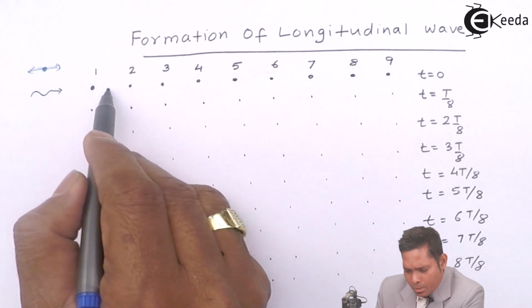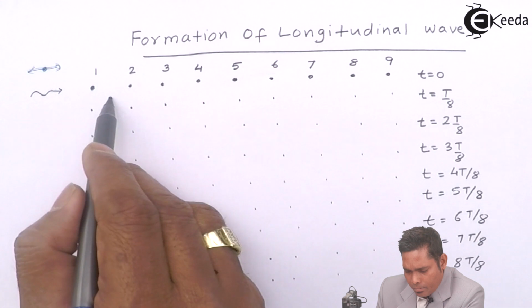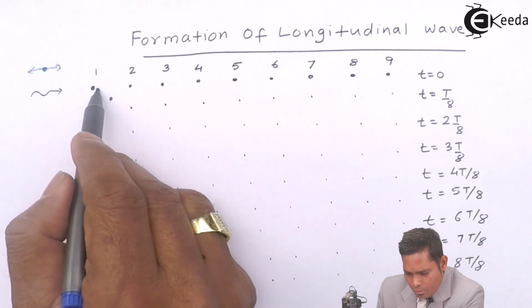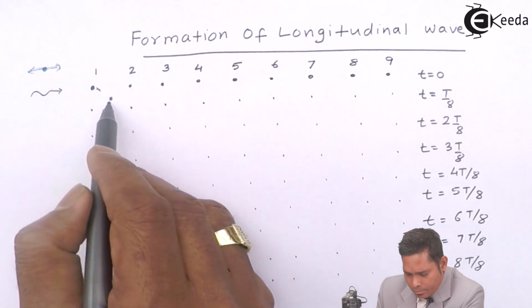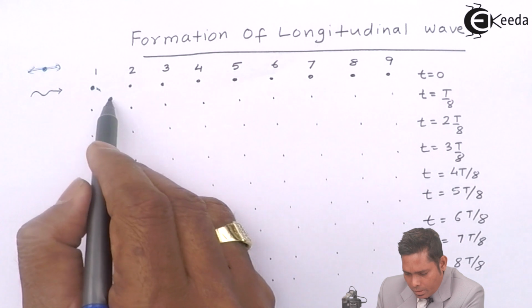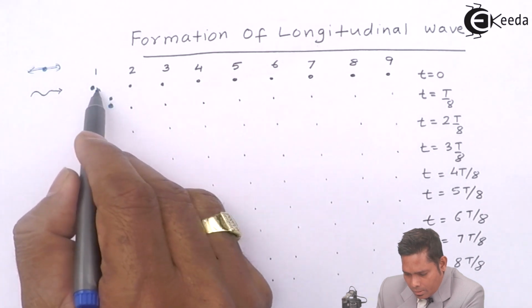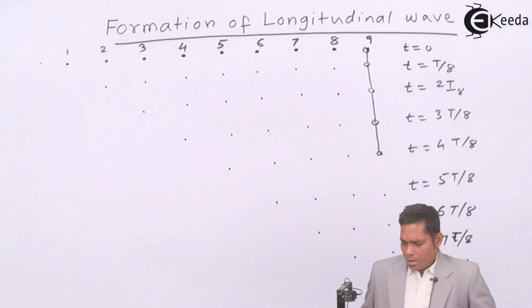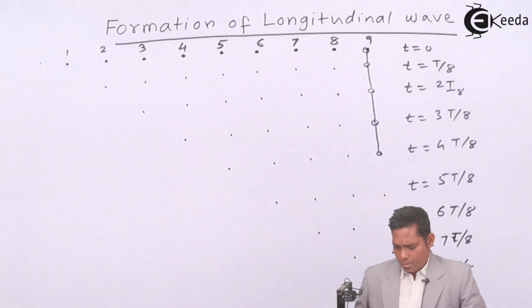So this will move up, but I will not draw here, I will draw somewhere here. So this is the position of this particle. This particle will move forward here, I will draw here. This is the position of the particle. Now we can join those particles.